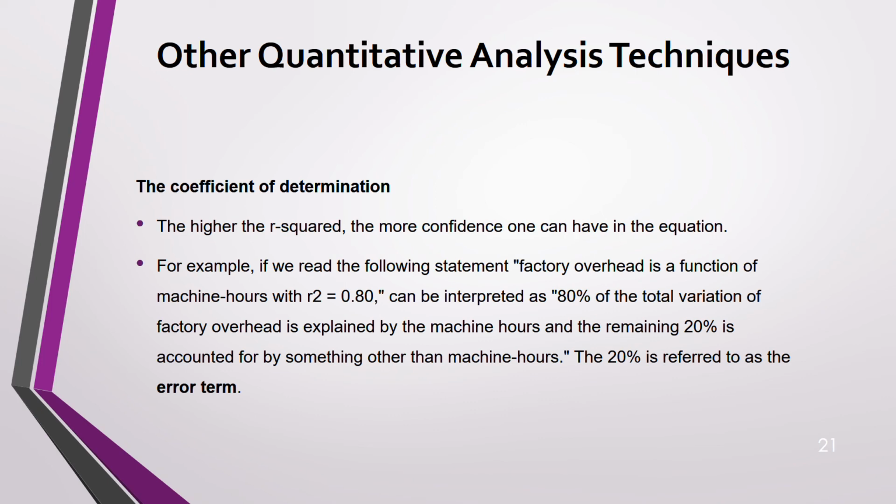For example, let's say R squared is given as 0.8. How do you interpret? That means 80% of the variation in the factory overhead is from the machine hours. You can explain it through machine hours. The remaining 20% you cannot explain. It is something other than machine hours. So that remaining 20% is known as the error term. You name it as error term. You don't have to worry about that 20%. But at least 80% of the changes in the factory overhead could be explained through machine hours. That much confidence you can have if you are given R squared as 0.8. Because they already told us factory overhead is a function of machine hours.